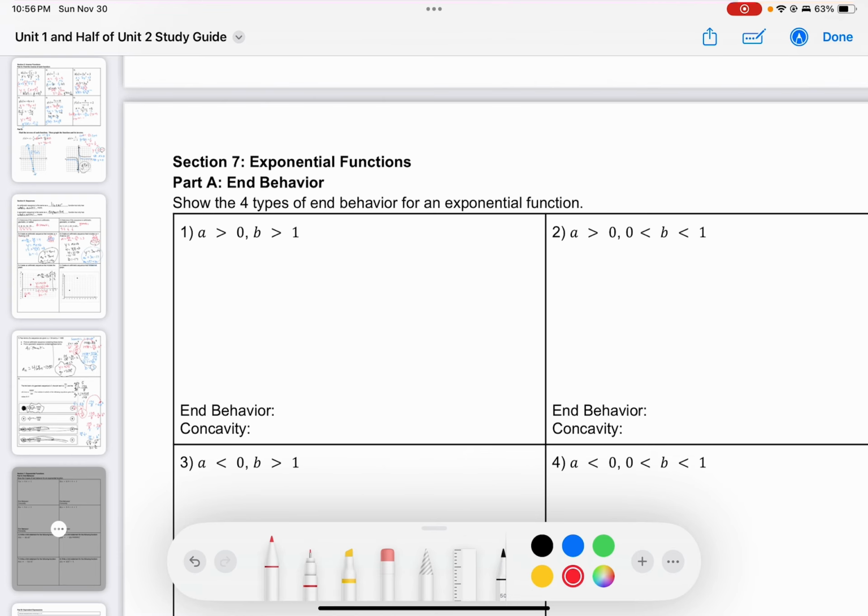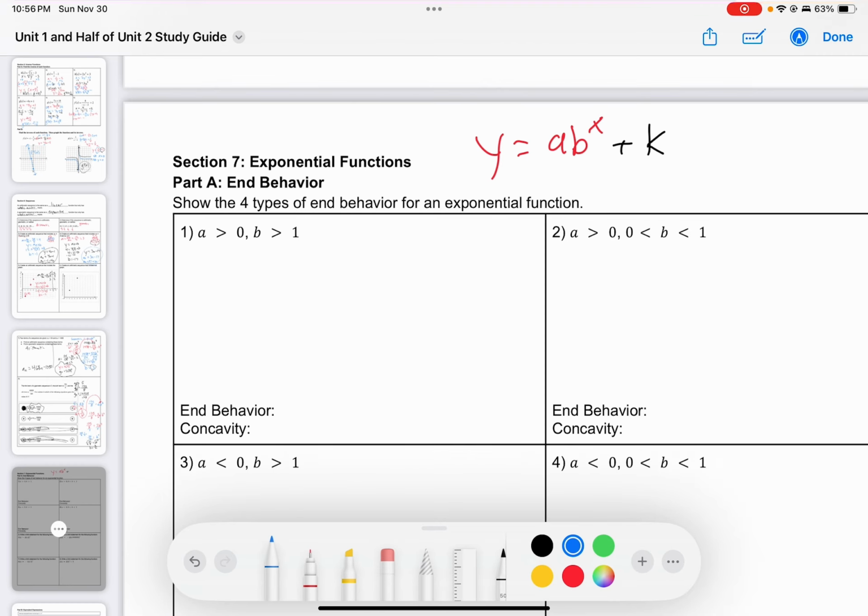We have A is greater than 0 and B is greater than 1. So we're really dealing with this: y equals A times B to the x. And then occasionally, I'll put it in a different color, because occasionally we have this plus k. I haven't talked about that enough. I do want to talk about that. It will be on your test.